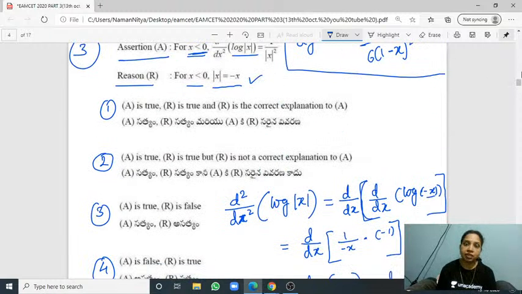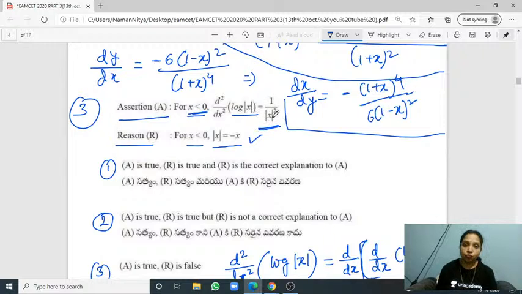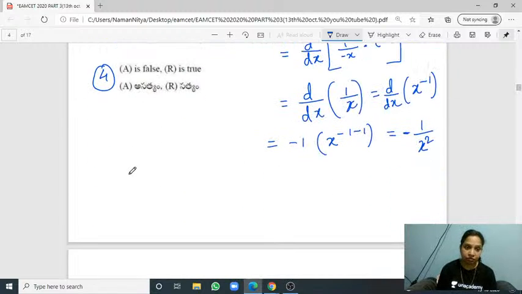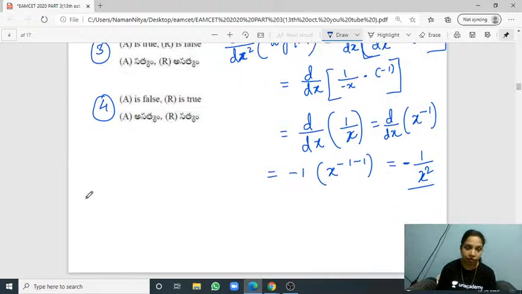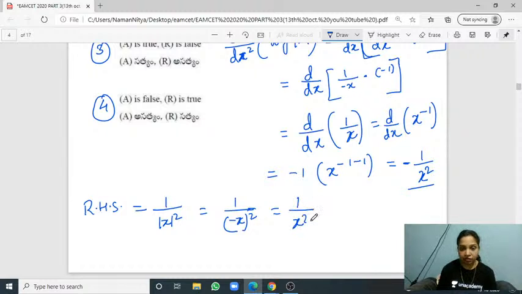Okay. But what they have given? They have given the value for this differentiation as 1 by mod x square. So mod x, if I calculate, it is coming minus x, but if I am squaring it, let me just calculate. This is my left hand side that we have just now calculated. So left hand side is coming minus 1 by x square. And if I am calculating the right hand side, which is 1 by mod x square, mod x will definitely come minus x only, as my x is less than 0. But when I am squaring it, I'll get 1 by x square. So you can see left hand side is not equal to right hand side.